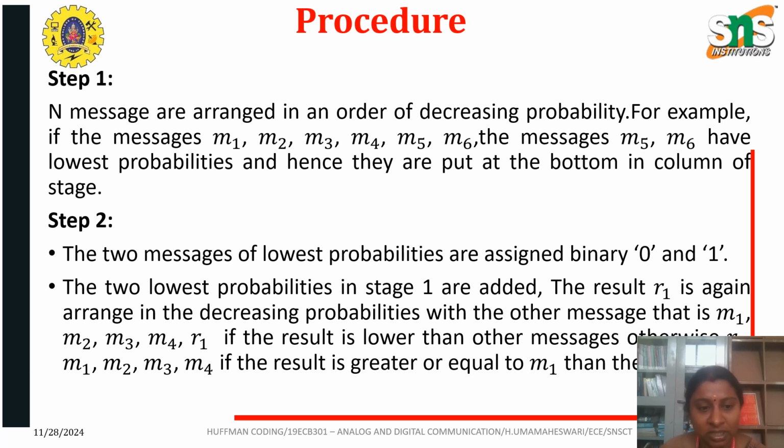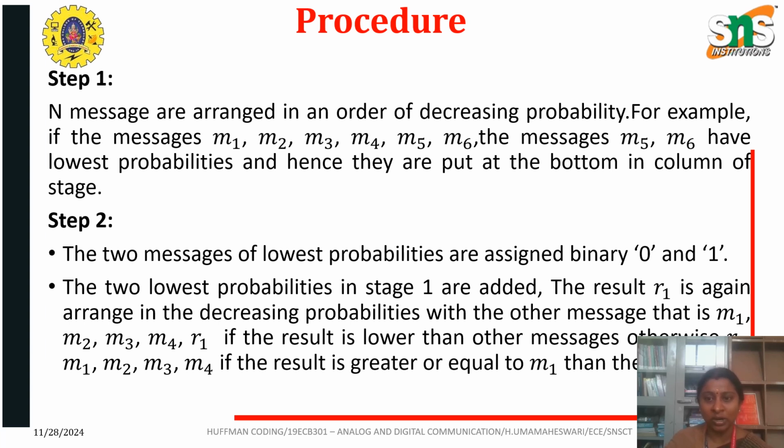The procedure for Huffman coding is as follows. We consider n messages which are arranged in order of decreasing probability. For example, if the messages are M1 to M6, the messages M5 and M6 have the lowest probabilities and hence they are put at the bottom in the column of the stage. In step 2, the two messages of lowest probabilities are assigned binary 0 and 1. The two lowest probabilities in stage 1 are added.